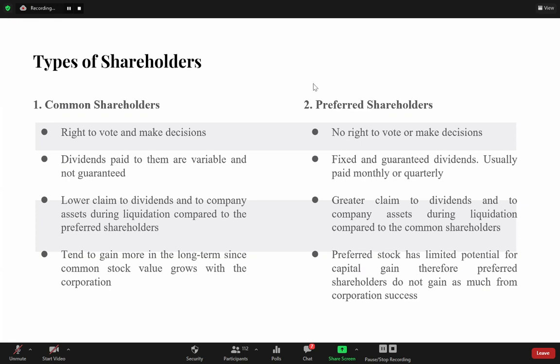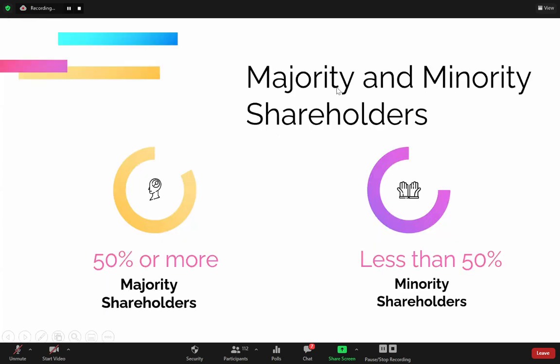So I will be taking you through majority and minority shareholders. Majority shareholders own 50% or more of the shares that are sold. And then the minority shareholders own less than 50%. So let's say that today you walk into maybe Centum Investments and you want to buy shares.